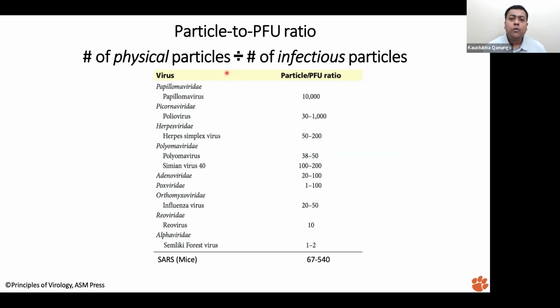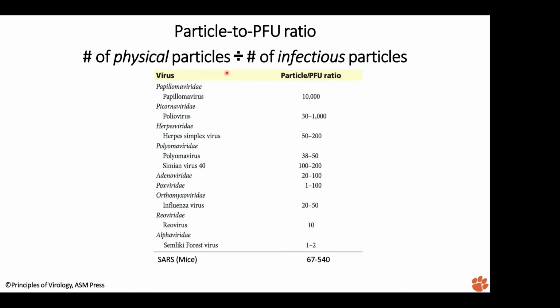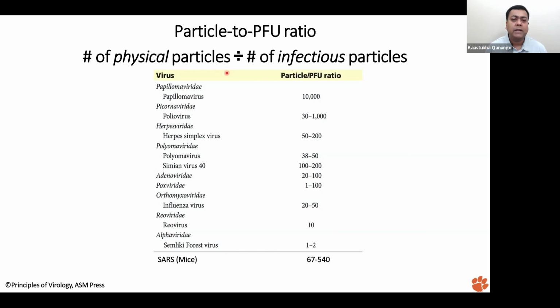Now, when you have a virus stock, it does not mean that if you have 1 million viruses in your stock, all 1 million of those virus particles are infectious. There could be many different reasons why they are not infectious. So the particle to PFU ratio is the number of physical viral particles over the number of infectious particles, and we express that as plaque forming units.